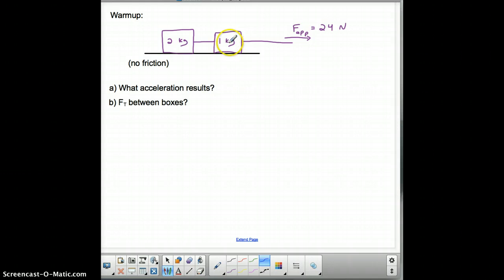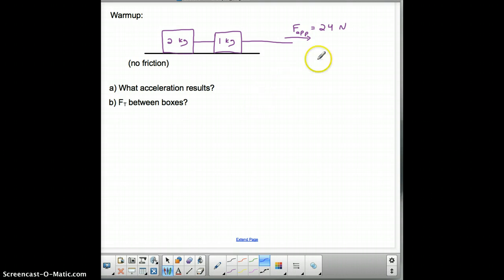But this screencast is going to be about a quicker way to solve the problem, and that's by treating them as a system. I know that I can treat them as a system because their accelerations are the same. Their accelerations are the same because if they weren't the same, the string would break or the string would go slack, and that's not what's going to happen in this situation.